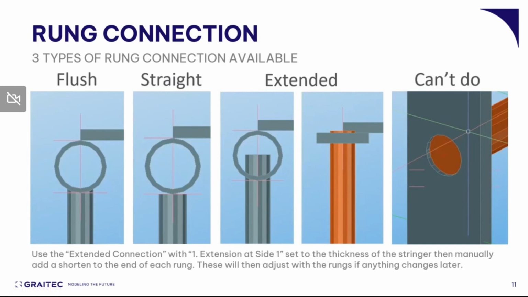And because the shorten belongs to the rung, if the spacing of the rungs or anything else should change with the rungs later on, hopefully, or most of the time, that shorten will follow those rungs around, so you don't have to redo them. Let's see that.